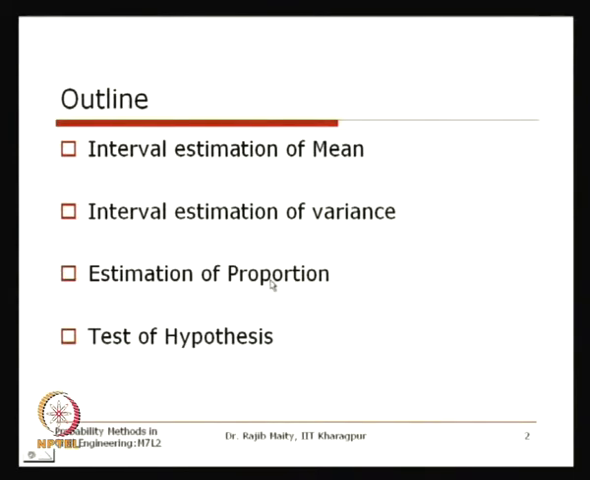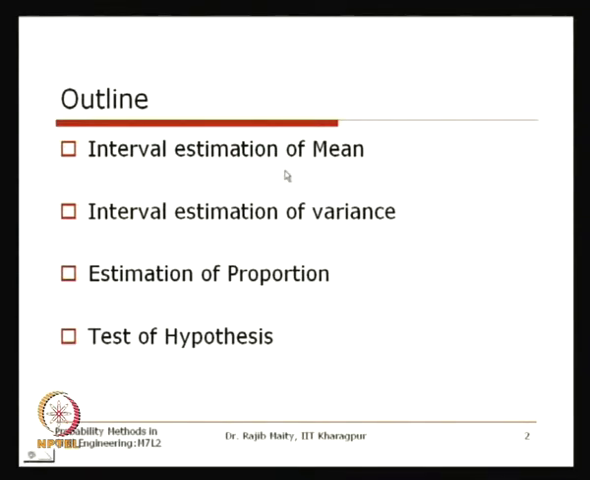And you know the proportion is generally used for some distributions, for example the Bernoulli distribution. So we will see those estimates, and if time permits we will also discuss the test of hypothesis, what we mentioned in the last class, that when we are interested in two different samples and want to infer something about their respective populations, then this test of hypothesis is important.